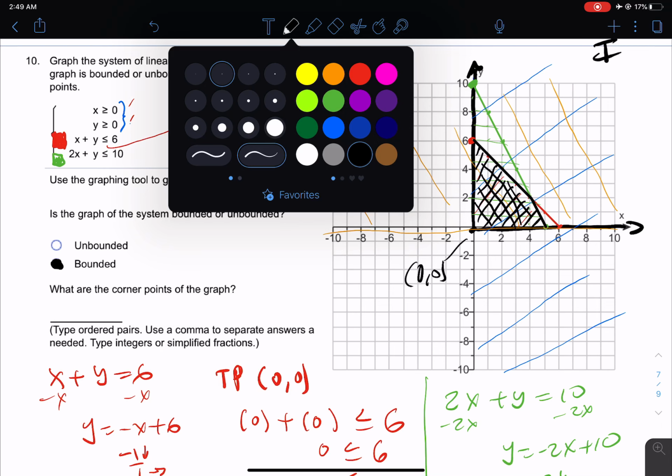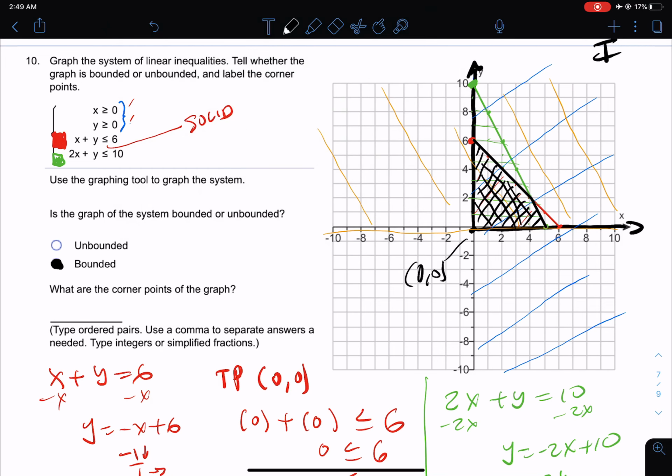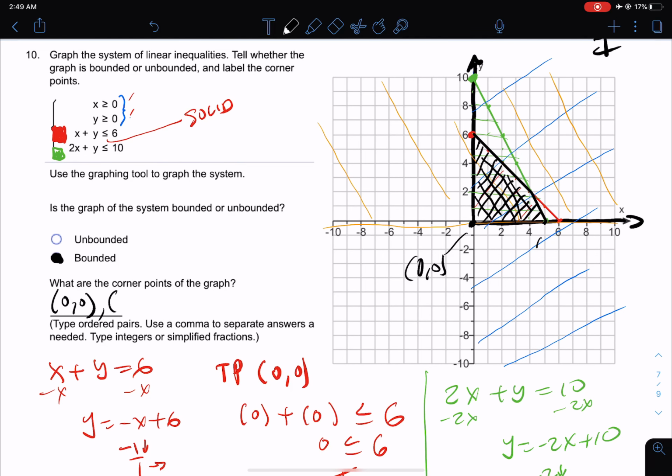Corner points are just these corners here, right? 0, 0, that's one of them. Use commas in between your ordered pairs. Then we've got this guy right here, which is 5, 0. That's not too bad. And then we got this one right here, which is 0, 6. That's not too bad. And then you might be able to cheat and look at that and call it 4, 2, but technically we probably should algebraically figure it out.